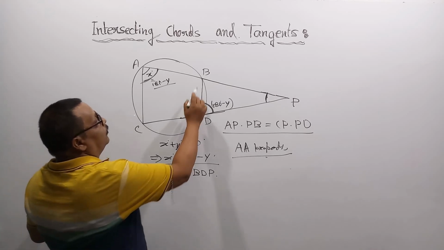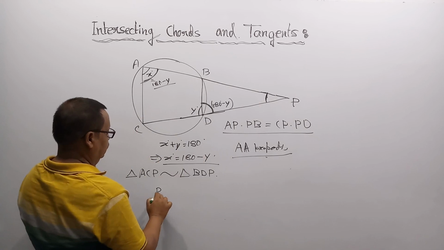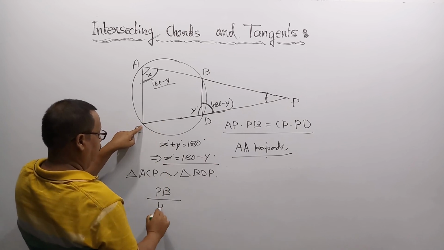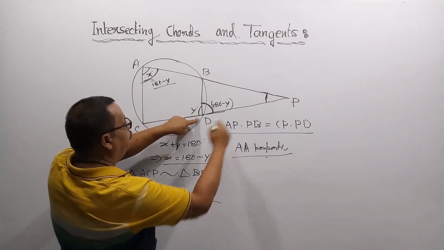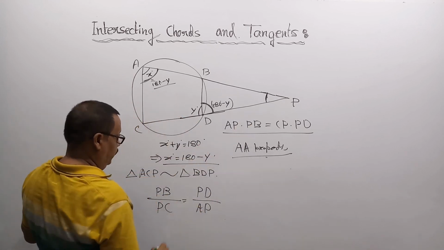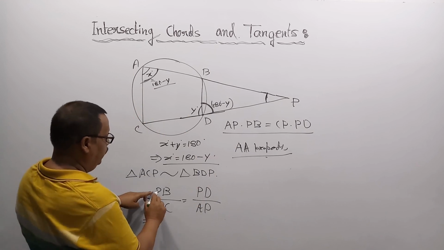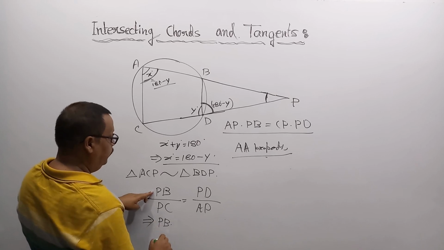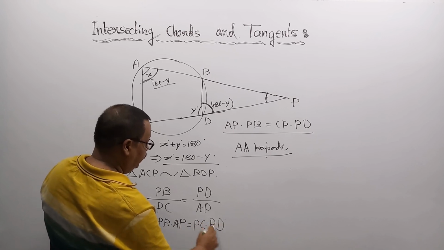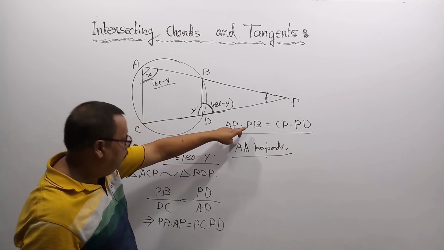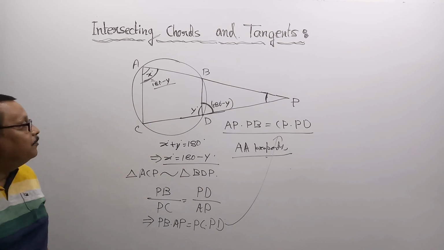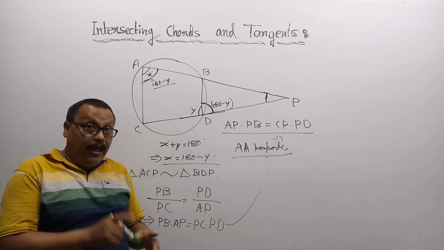So, how do you write? For the smaller triangle, consider PB, by the bigger one, PC, equal to, for the smaller one, PD, for the bigger one, PA or AP. No problem. This implies multiply PB into AP equal to PC into PD. PA into PB, as proved. Clear?